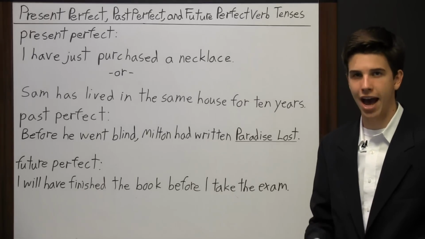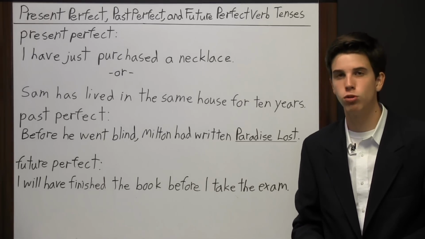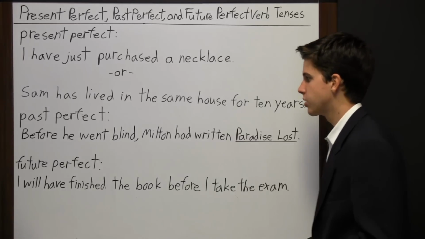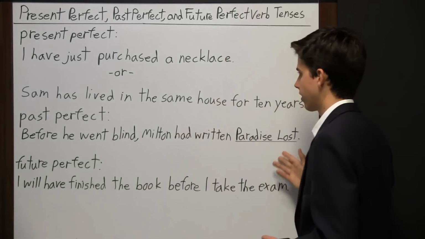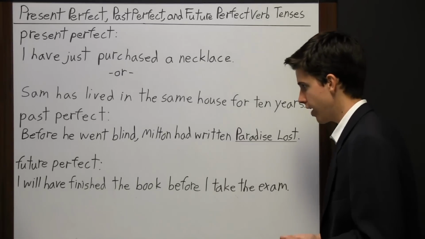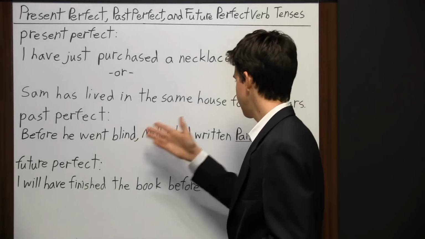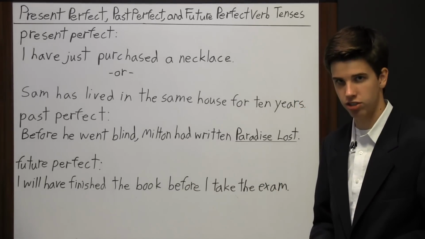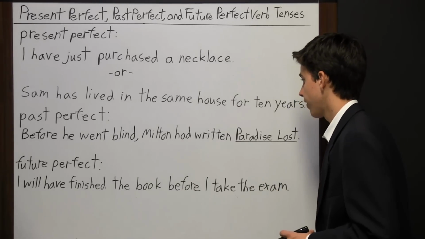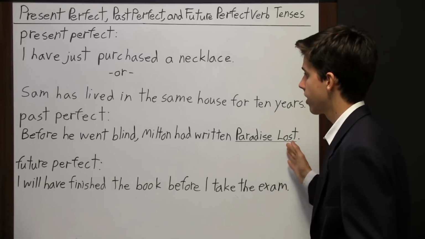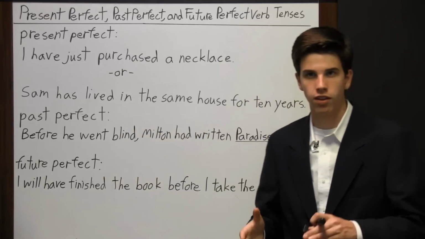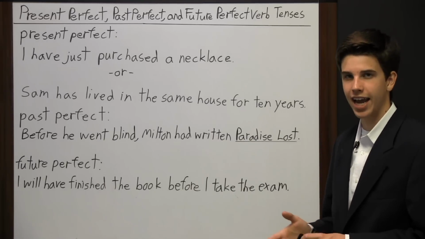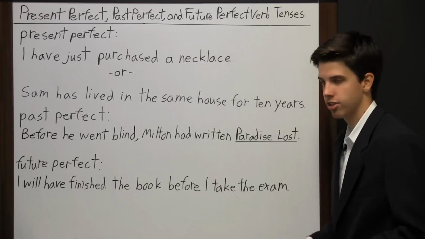And then we have the past perfect, which indicates how two finished actions are related in time. So the example here is, before he went blind, Milton had written Paradise Lost. So we're looking at two actions here, Milton going blind and Milton writing Paradise Lost. Both of these are finished actions. And so this sentence is showing that Milton wrote Paradise Lost before he went blind. So here, the first completed action is using the past perfect, while the second action is using the simple past.